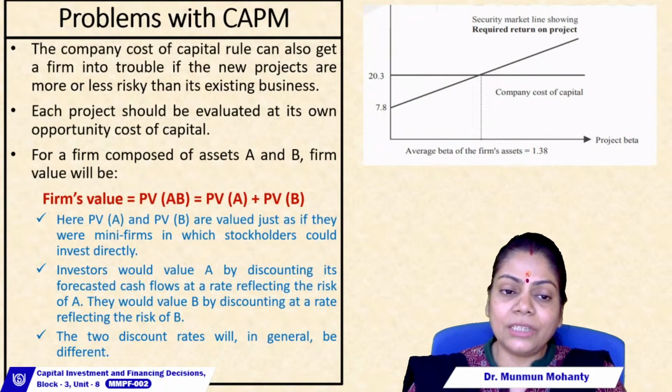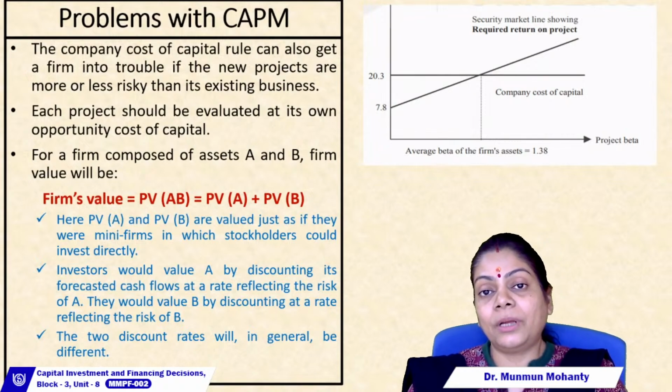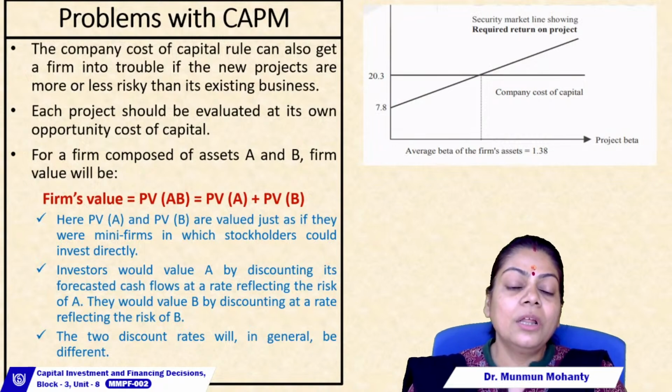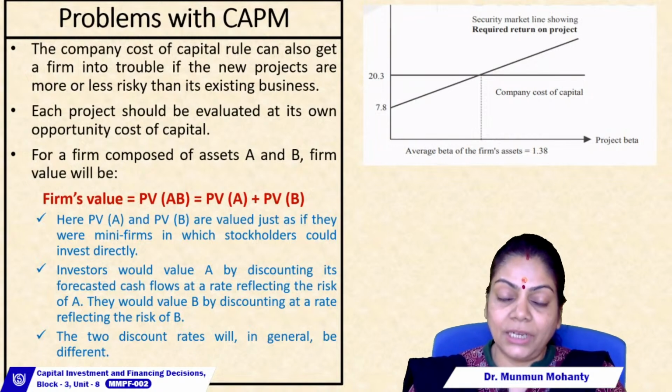Now, for example, let us say we are using this very famous principle of NPV, the value additivity principle. According to the value additivity principle, a firm's value, basically, suppose a firm has only two projects, A and B.